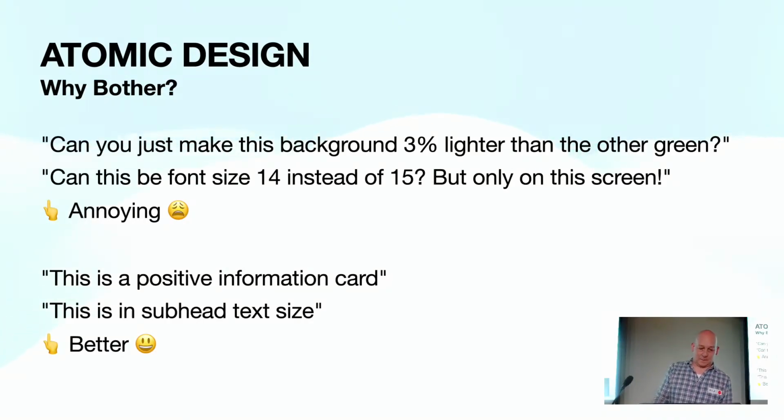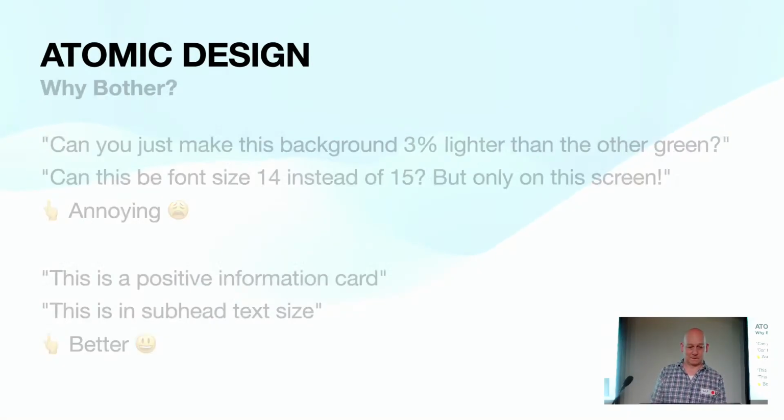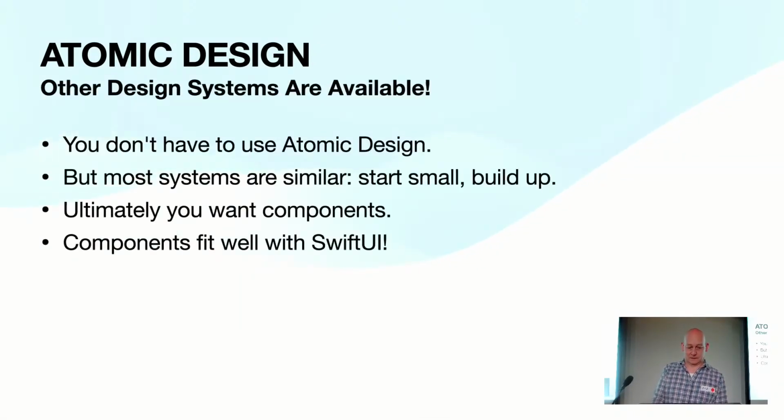So what I like to have is a thing that says this is an information card, or this is a subheadline, or whatever. And everyone knows what that means. There's no just tweak this and make this a little bit different. Much easier to work with. And that's basically atomic design. Now you don't need to use atomic design strictly, but those basic concepts of starting small and building up and componentizing are useful.